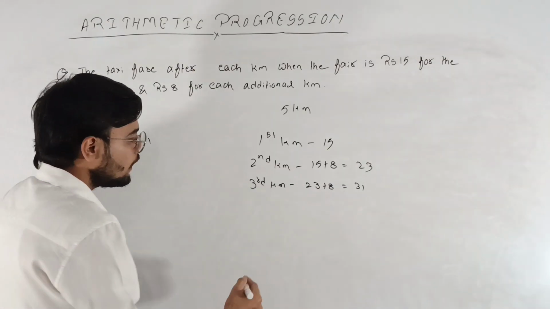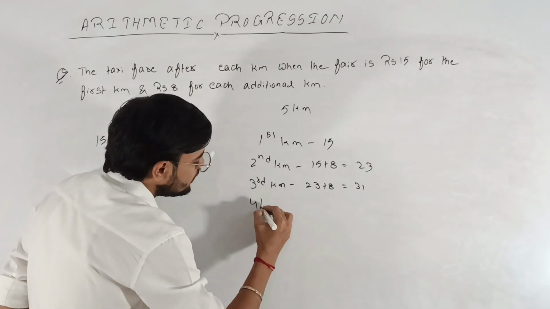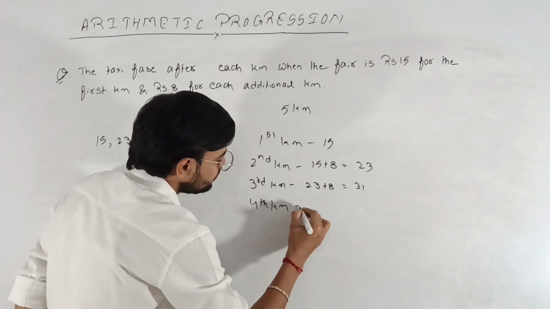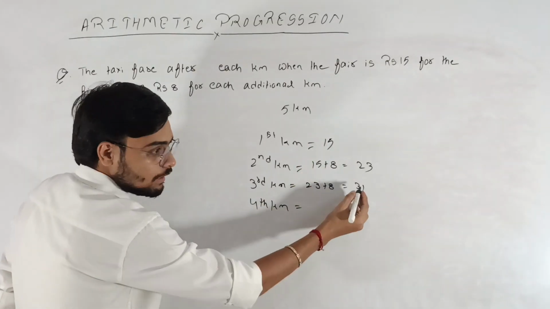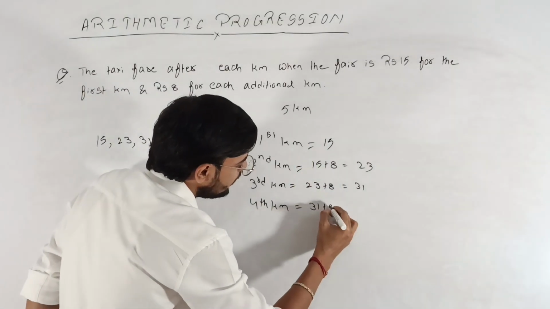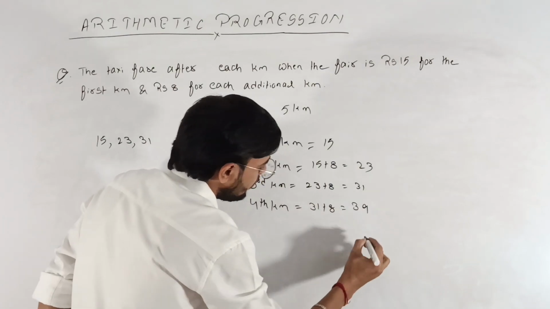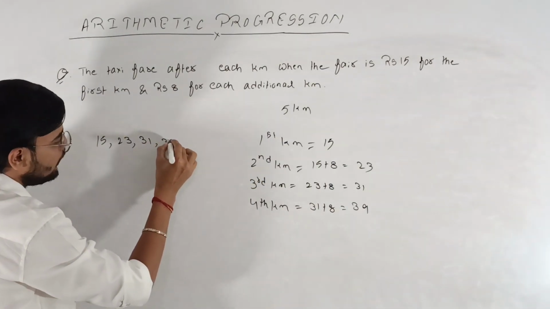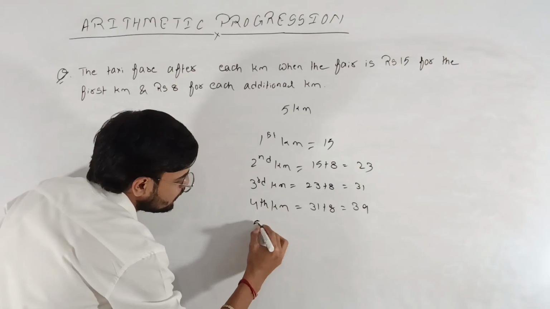Now for the fourth kilometer, again I have to pay rupees 8 additional. So for the fourth kilometer, 31 plus 8 is equal to 39. So this is 39. Now for the fifth kilometer, that is last.